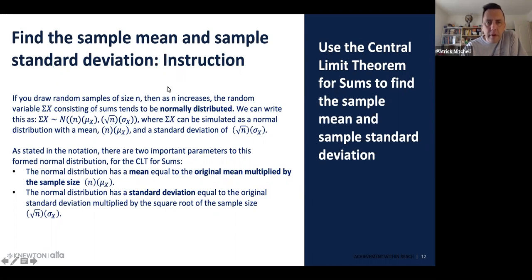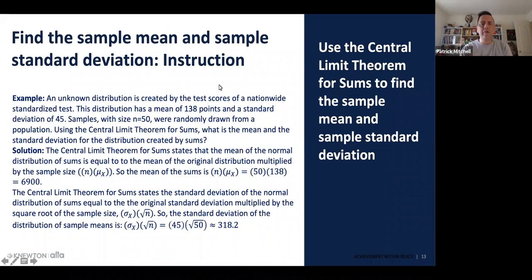Okay, so here's an example. An unknown distribution is created by the test scores of a nationwide standardized test. This distribution has a mean of 138 points and a standard deviation of 45. Samples with size 50 were randomly drawn from a population. Using the central limit theorem for sums, what is the mean and the standard deviation for the distribution created by sums?